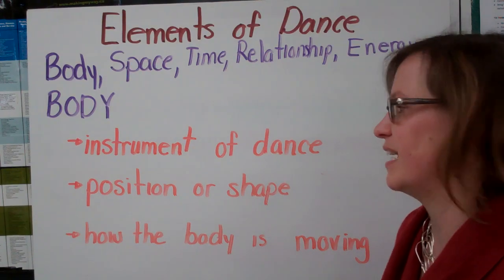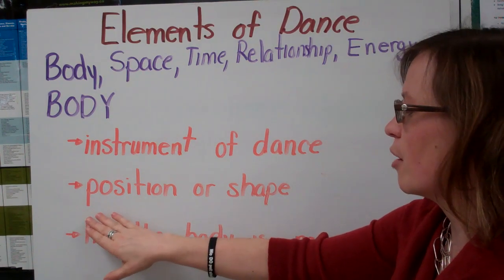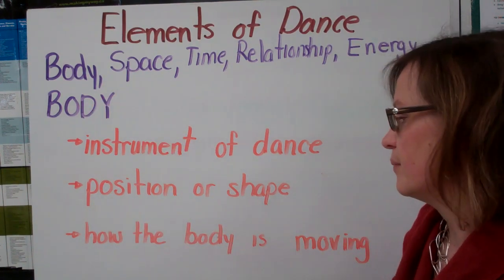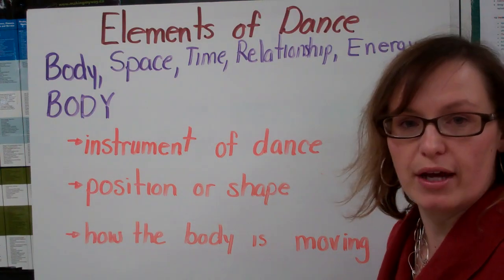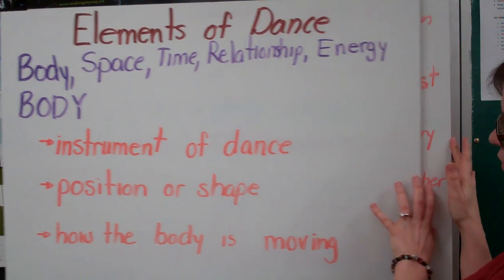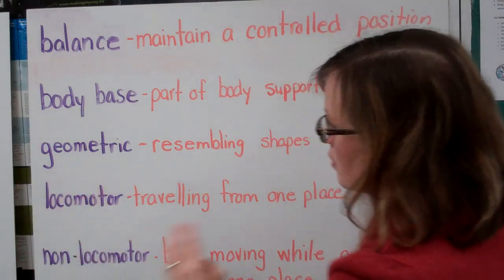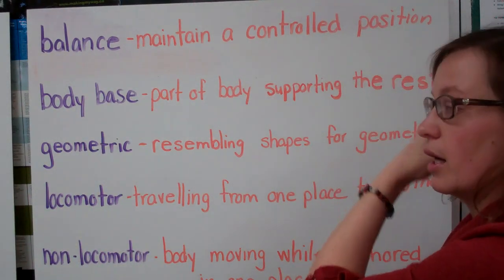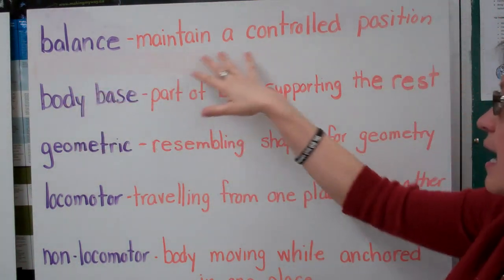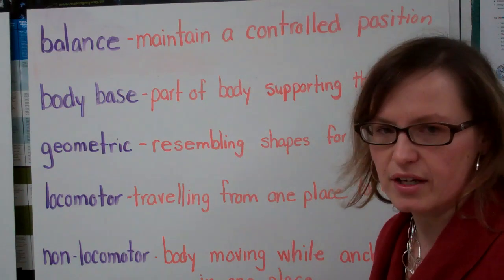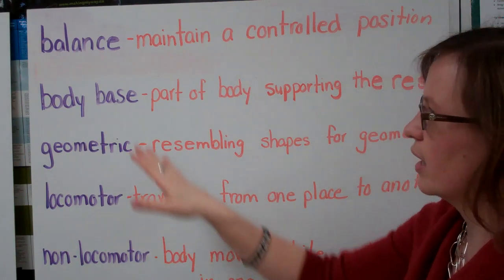You use your body to create dance. We think about the position or shape of the body and how the body is moving. Here are some terms you might need to know in regards to body. Balance, the maintaining of a controlled position. We can think of dancers balancing in one area.